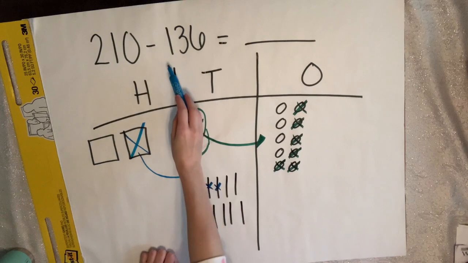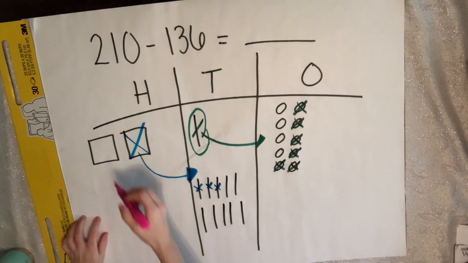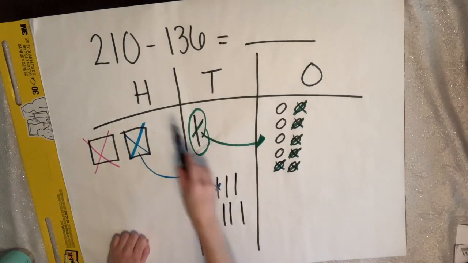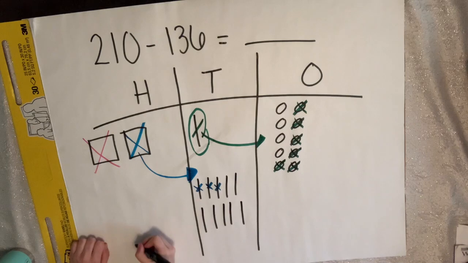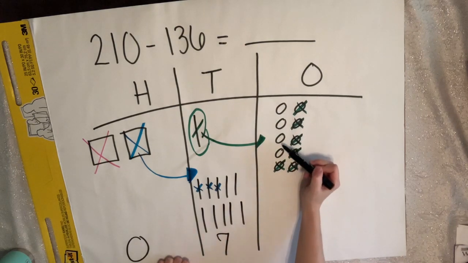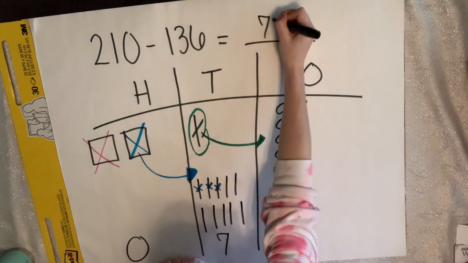Then we're going to look at the hundreds place. We have 100 flat, so we just cross it off. And then all you have to do is add up the remaining numbers. So there aren't any hundreds flats left, so we're going to write 0. We're going to add up the ten rods. There's 7, and then the remaining ones. There's 4, so your final answer is 74.